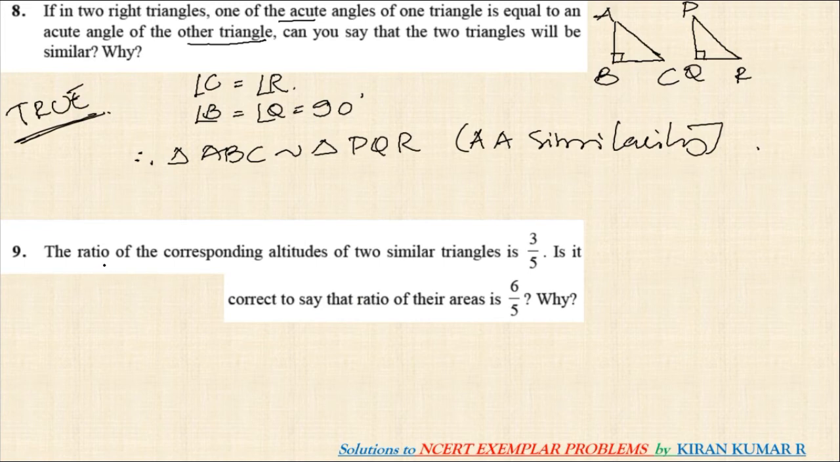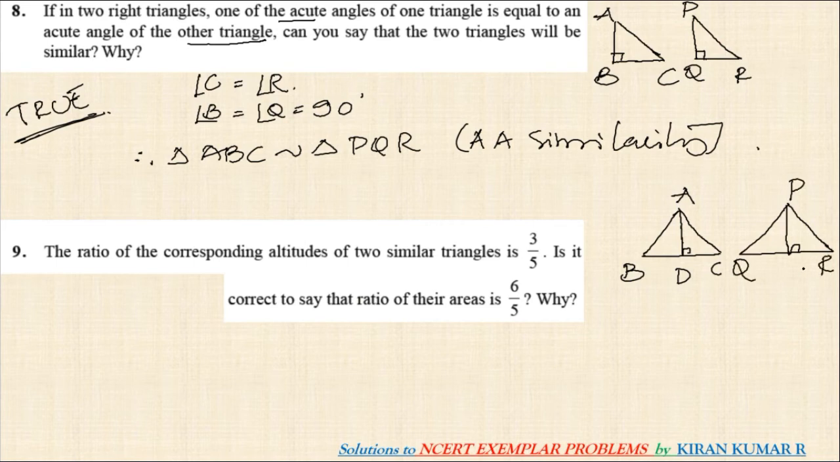Question number 9. The ratio of the corresponding altitudes of two similar triangles is 3 by 5. Is it correct to say that their areas are in the ratio 6 by 5, and why? We have learnt a concept that if two similar triangles are there, the ratio of the areas of those two similar triangles will be equal to the square of the ratio of the corresponding sides. Here I'll consider the two triangles with two altitudes. Say ABC is a triangle with altitude AD, and PQR is another triangle with altitude PM.